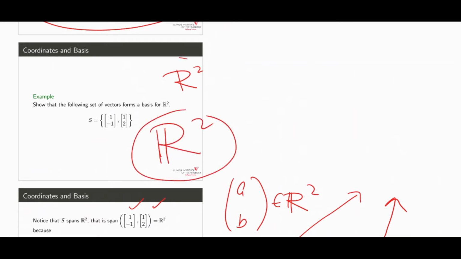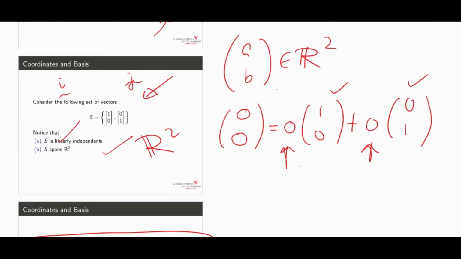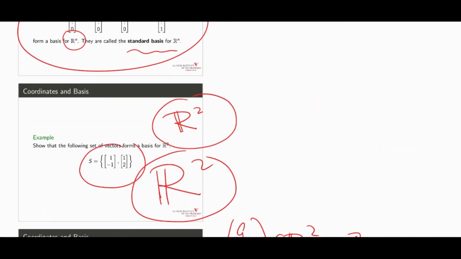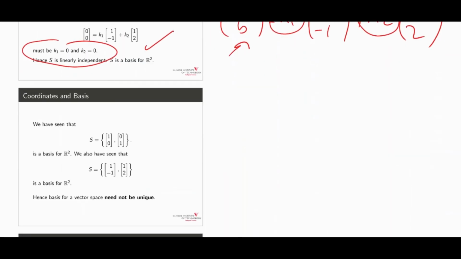So what we have just shown is that a basis doesn't have to be unique. You can have a vector space that has many different bases. In R2, we have seen that this is the standard basis, a collection of vectors that has these two properties. And we also just showed you that in R2, this other collection of vectors also has those two properties. So these are two different bases for R2. R2 has many different bases. The basis for a vector space need not be unique.